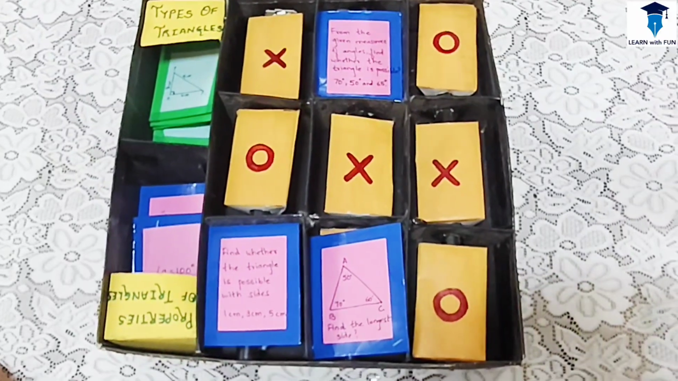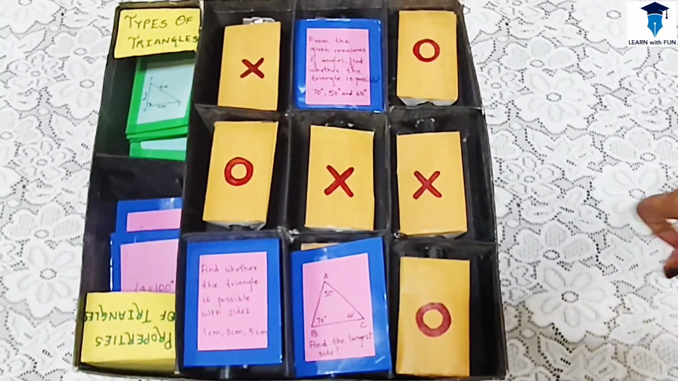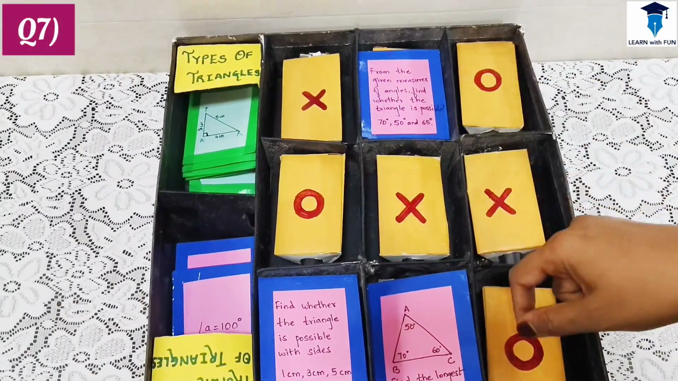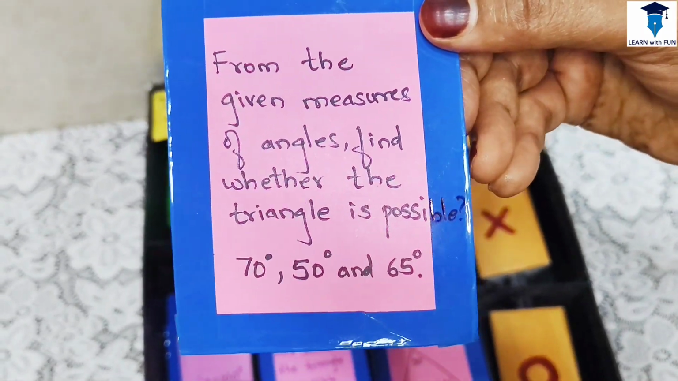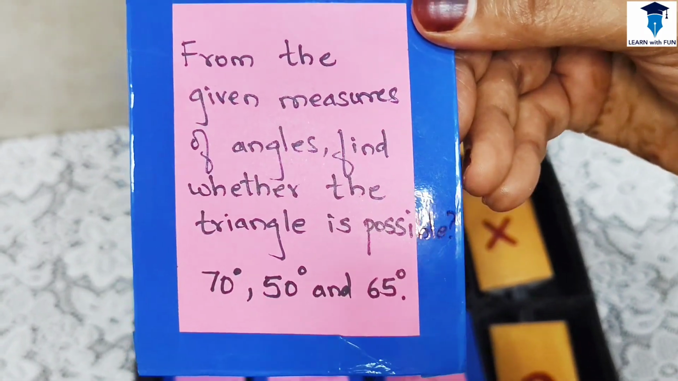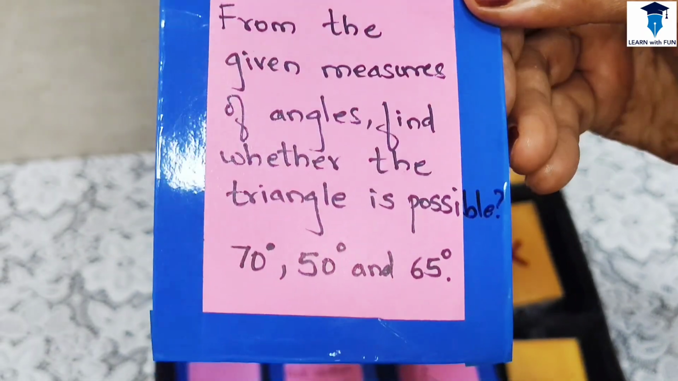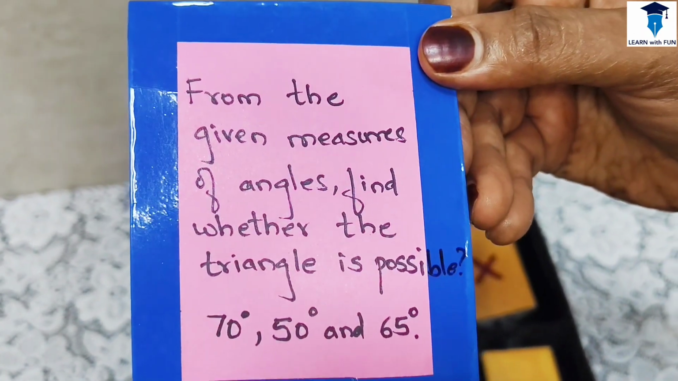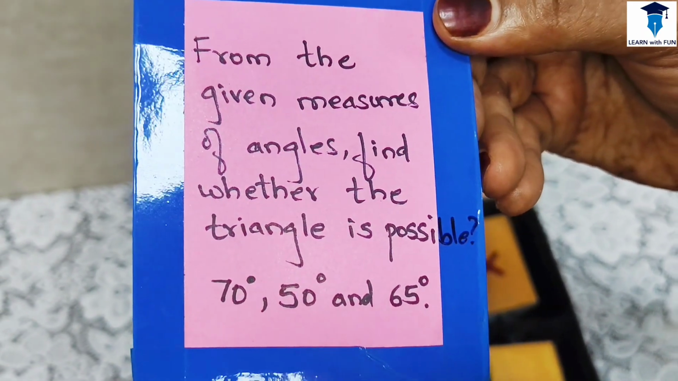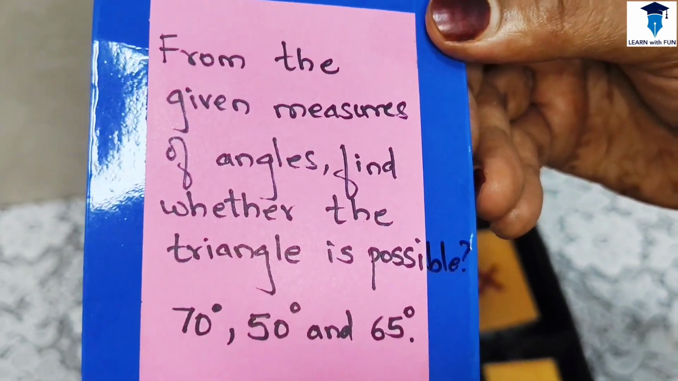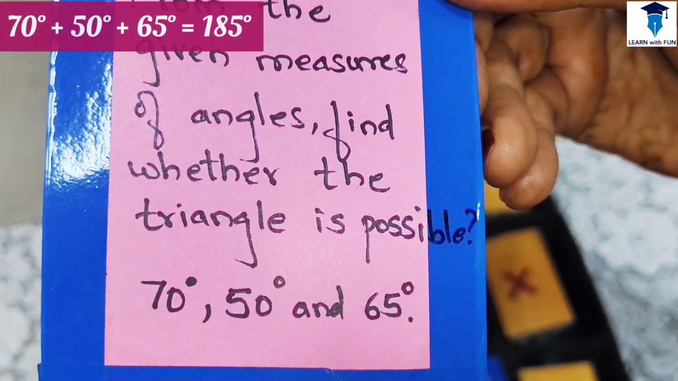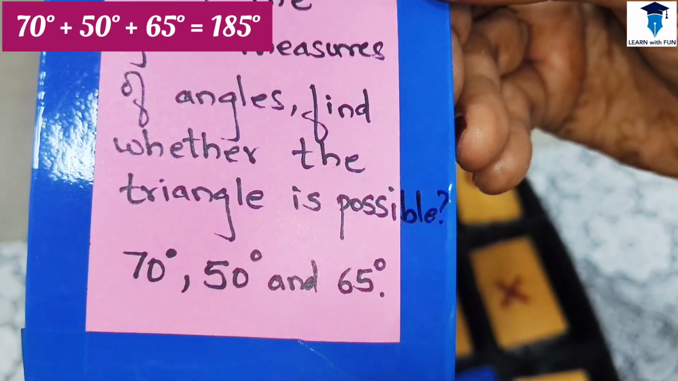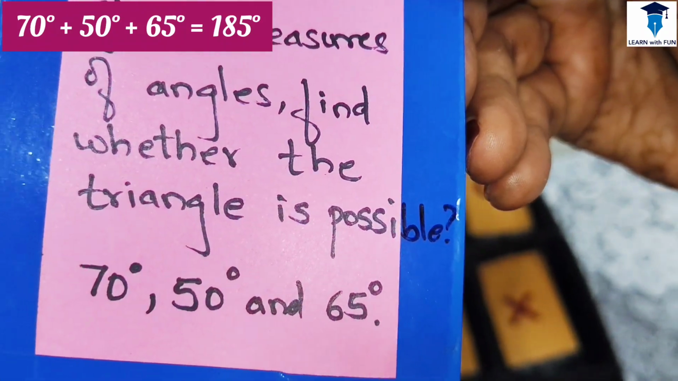Till now no one is the winner. Let's move further now. Now X wants to place, suppose he wants this position. So for this he has to give the correct answer. From the given measures of angle, find whether the triangle is possible. And the measurement of the angles are 70 degree, 50 degree and 65 degree. So now the child is simply going to add and find out how much is the total. 70 plus 50 plus 65, he is going to get 185.